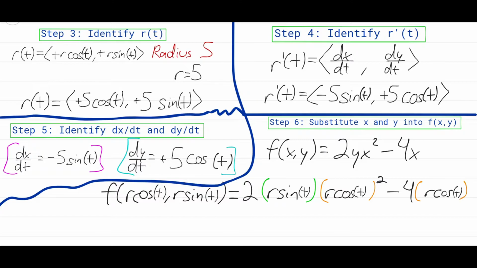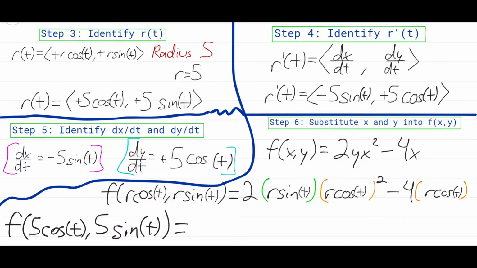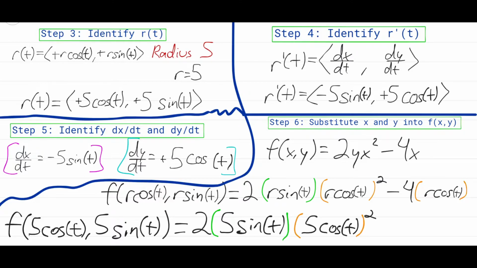Now recall that our r is equal to 5. So f of 5 cosine t, 5 sine t will give us f of xy in terms of t, which is what we need in order to compute a line integral. So we get 2 times 5 sine t, times 5 cosine t squared, minus 4 times 5 cosine t. And that's our f of xy.